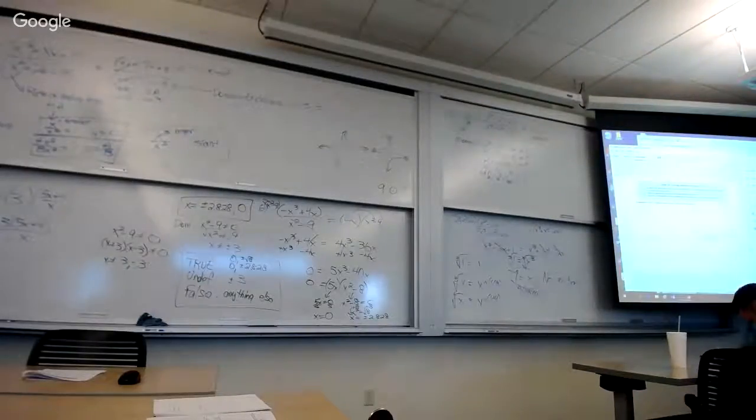So let's start by looking at the first one, 1 over x plus 2. When is this graph above the x-axis?